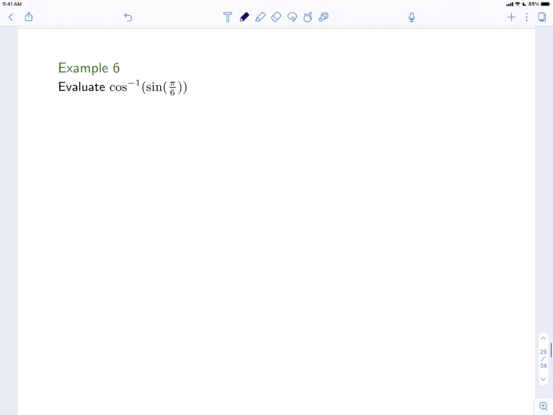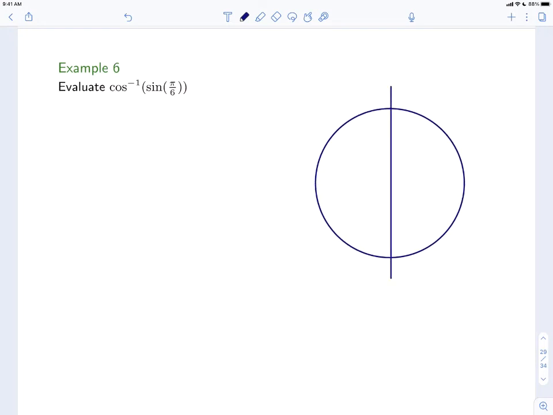Okay, what about this? Cosine inverse of sine of pi over 6. Well, it will help us to just evaluate what sine of pi over 6 is. So again, let's draw our unit circle. Maybe this one's a little bit bigger than before. And then we'll just draw our x and y axes, like so. Okay, so sine of pi over 6, that means we're looking at this angle here, that's pi over 6. And that gives us coordinates where x is square root of 3 over 2, and y is 1/2.